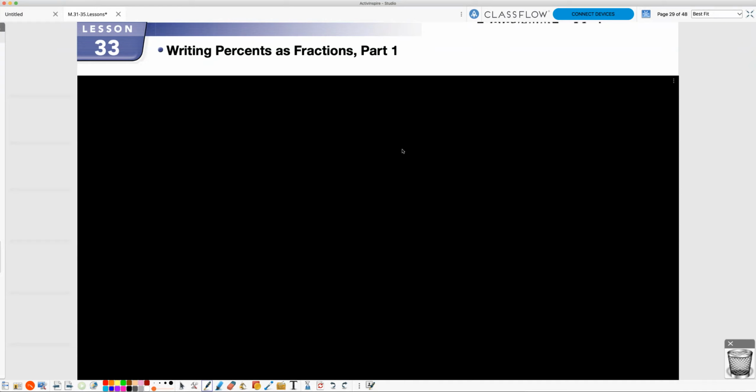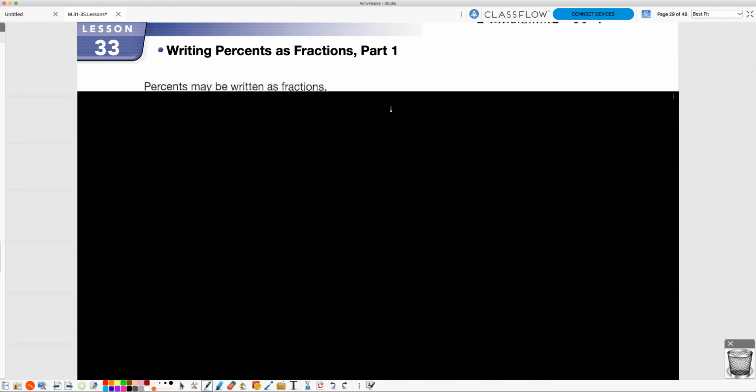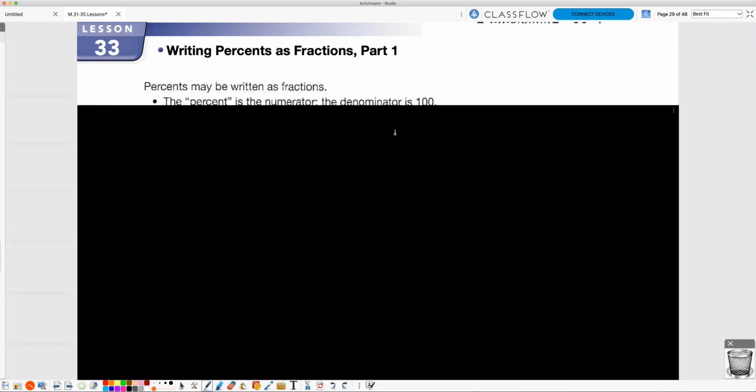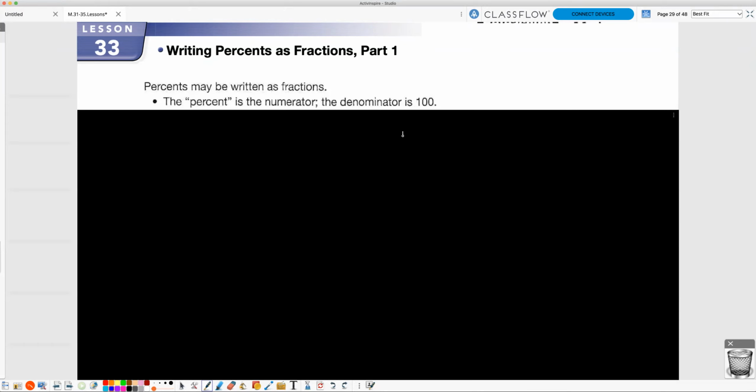This is lesson 33, writing percents as fractions. It's part 1. Apparently it's a new concept, but let's check it out. This is going to be one of the quickest lessons you've had this year because percents may be written as fractions, and here is simply how it needs to be done. The percent is the numerator. The denominator is 100. End of lesson.